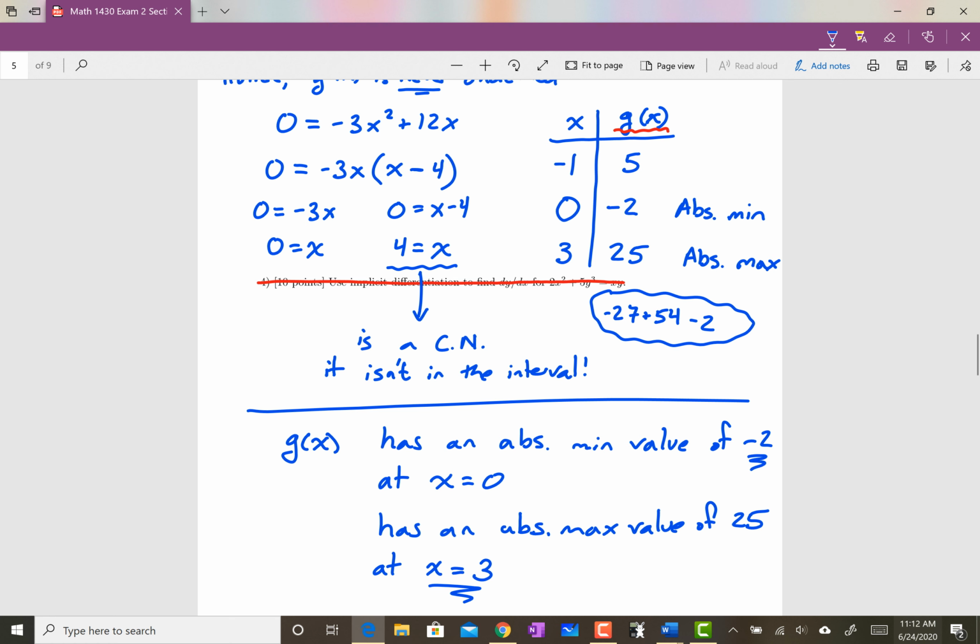The actual max or minimum value is the output or the y value, the function value that you got from this process. Okay, so we'll look at another video in the next one.